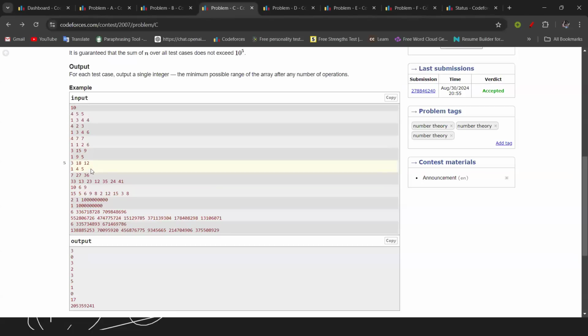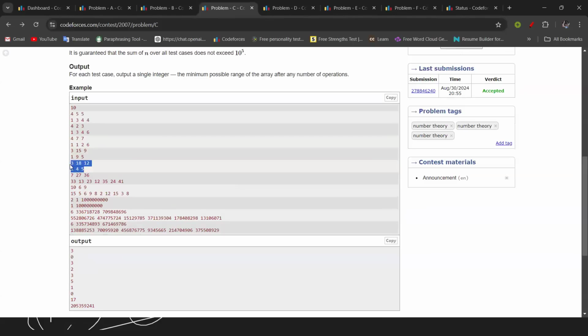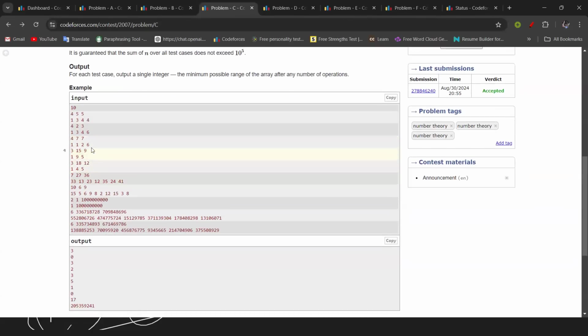Like in this test case, if you look, you had 12 and 18. So their GCD was 6. So you can reduce them by 6. So here the numbers are small.